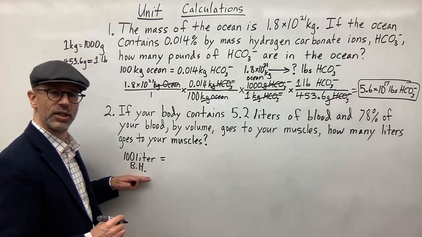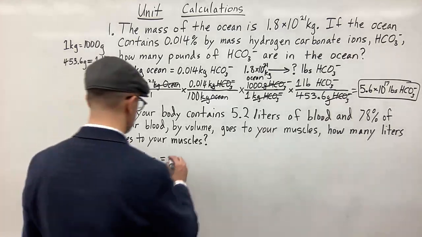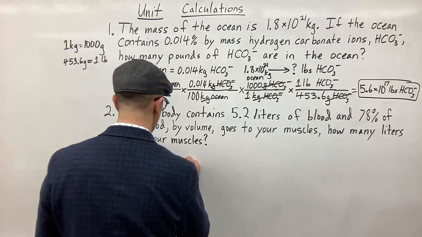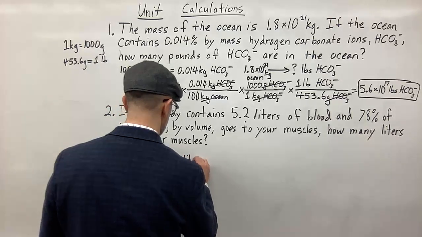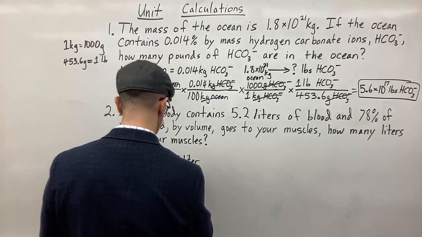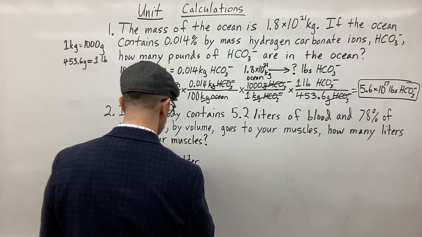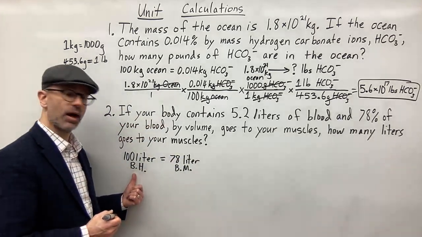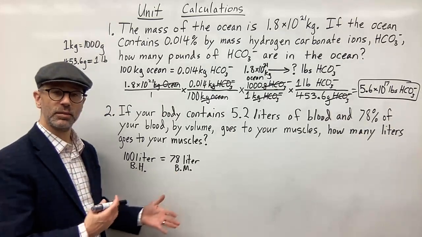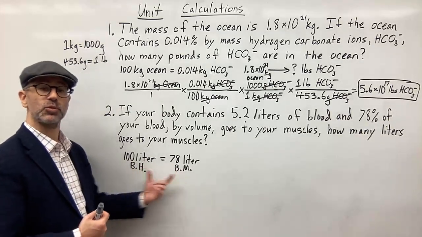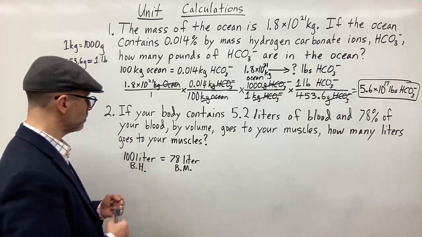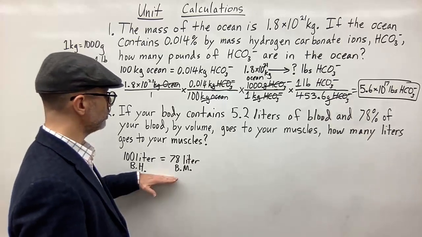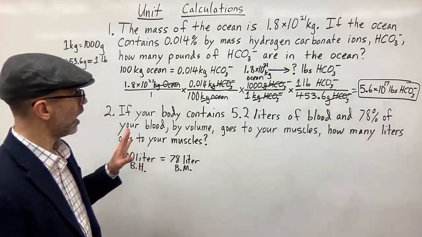Out of 100 liters of blood that goes through your heart, 78 of those liters of blood goes to the muscles. So BH is blood to the heart, BM is blood to the muscles. We have to distinguish between what we're talking about here. Okay, so that's our conversion factor.